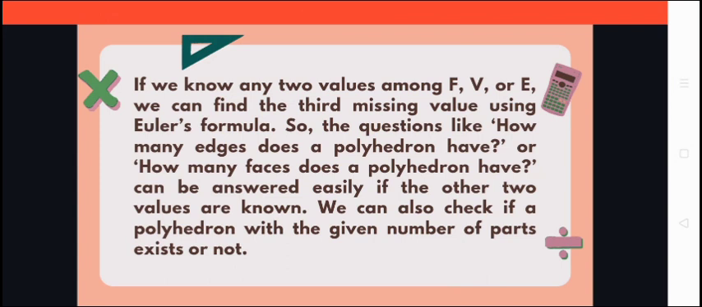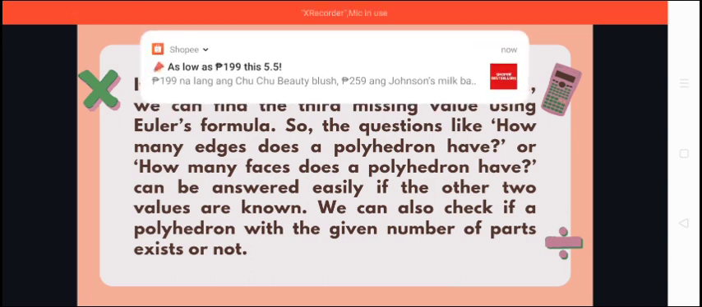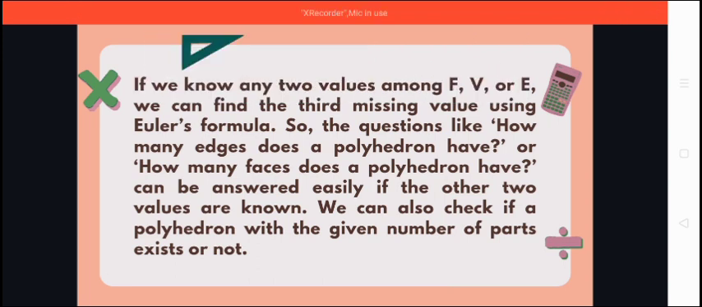If we know any two values among F, V, or E, we can find the third missing value using Euler's formula. So questions like, how many edges does a polyhedron have? Or how many faces does a polyhedron have? can be answered easily if the other two values are known. We can also check if a polyhedron with a given number of parts exists or not. Euler's formula is really important if we need to find out if the figure is a polyhedron or not.